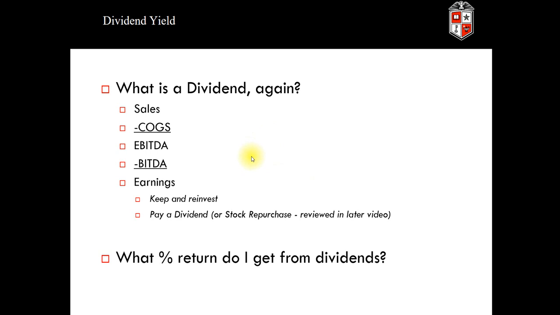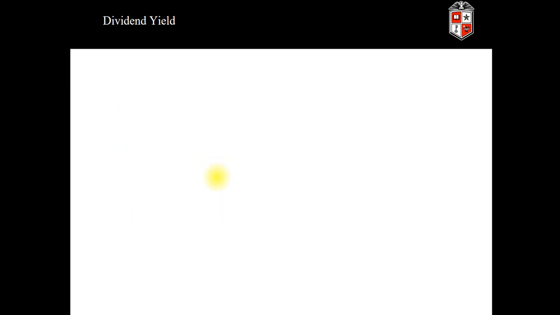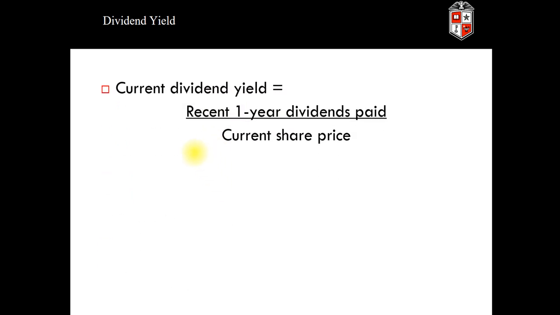So much like you would go to a bank and purchase a CD, where there is a stated interest rate. That stated interest rate is a very similar concept to the dividend yield on a stock. So to find this, we first need to annualize all of the dividend payments. A lot of times you'll see quarterly dividends and those kinds of things. We need to annualize the dividend amount. Once we have the recent 1 year of dividends, we can then divide it by the current share price.